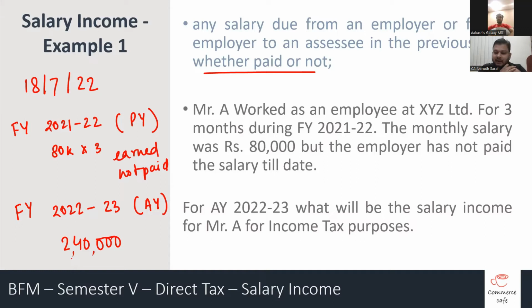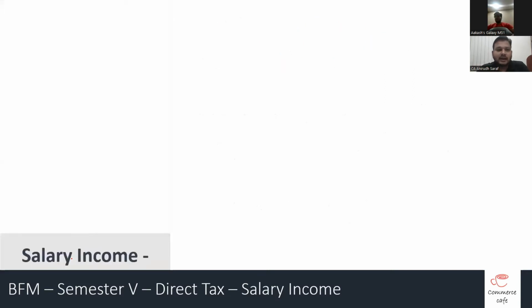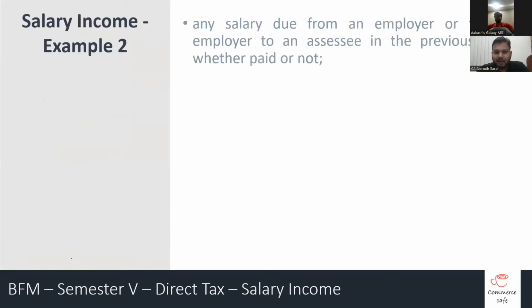Okay, is this example clear? Yes, sir. Okay, no questions, right? No, sir. Okay, let's move on then. Let's look at another example. Same point.